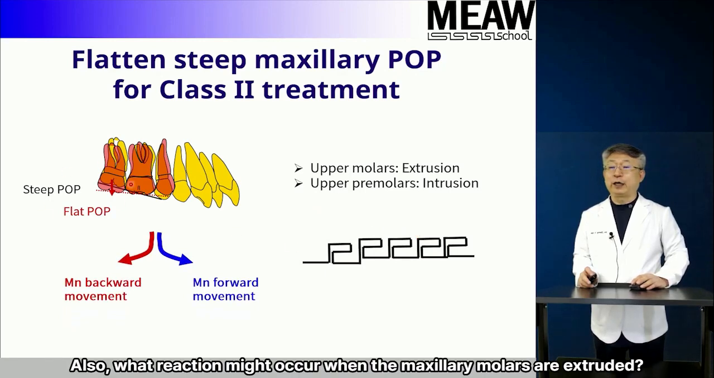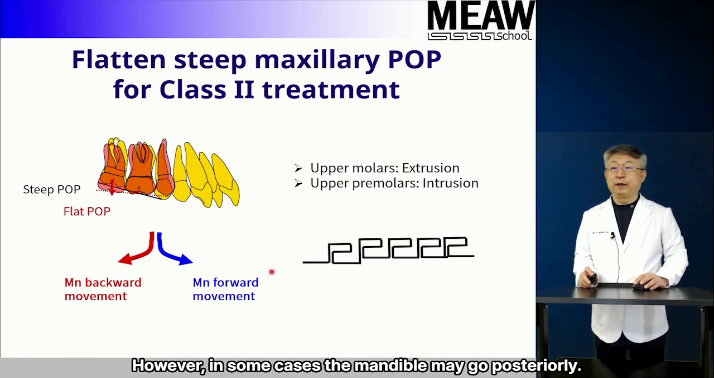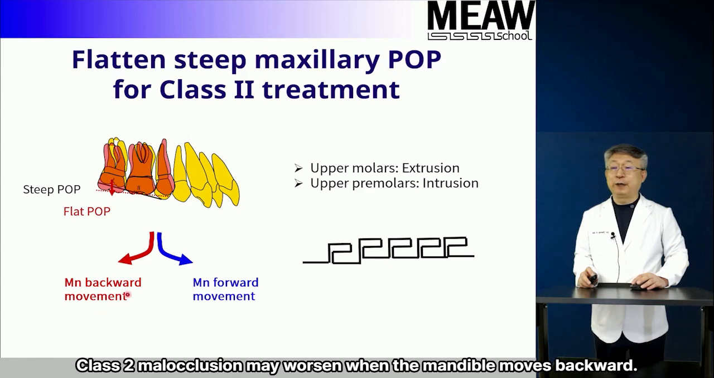Also, what reaction might occur when the maxillary molars are extruded? Since the mandible moves forward, it is good for Class 2 treatment. However, in some cases the mandible may go posteriorly. Class 2 malocclusion may worsen when the mandible moves backward.